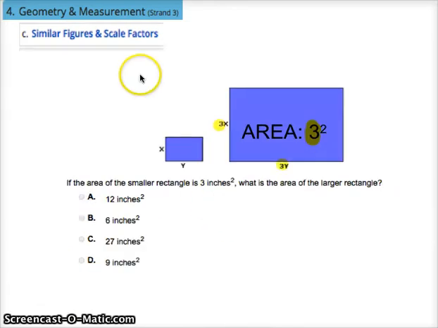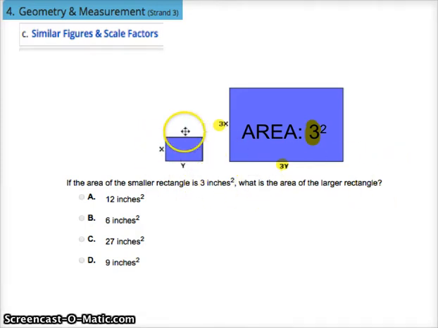This example has to deal with area. So this is where you now square the scale factor. The area is now squared, so the scale factor is squared. So the area of the small rectangle is 3. What's the area of the larger rectangle?